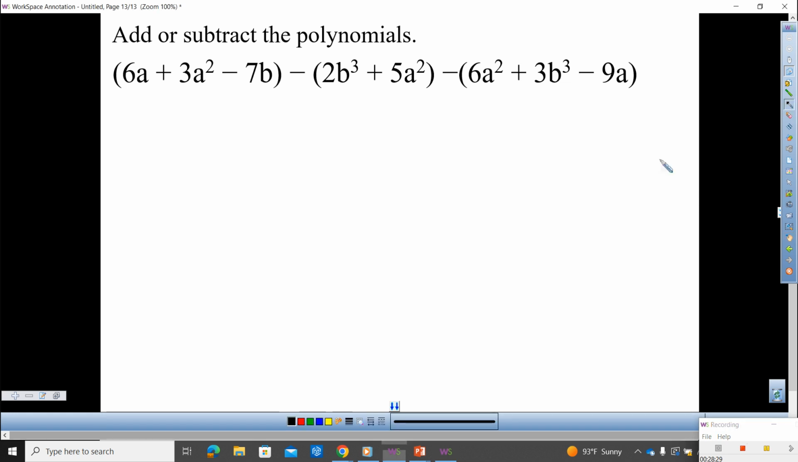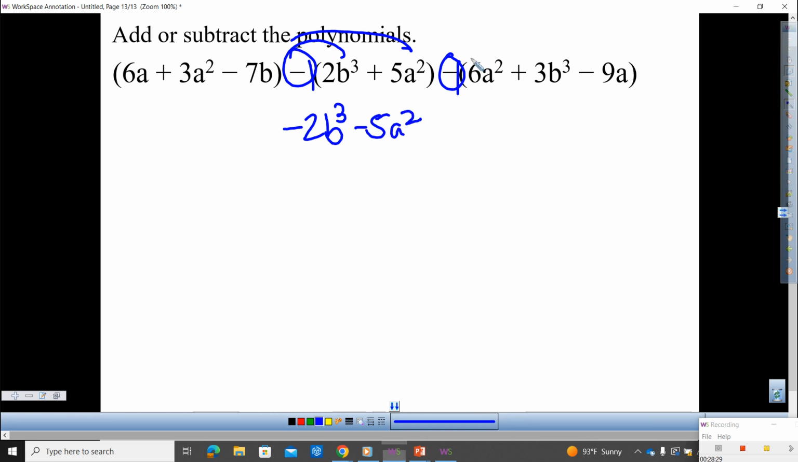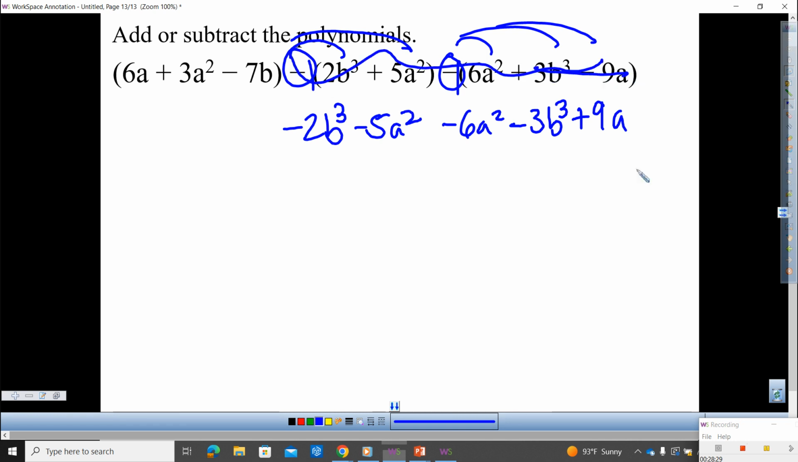All right, Anna, what do we do first? For the subtraction sign, so we have one here and we have one here. Put a 1 and then multiply into each parenthesis. So here we have negative 2b cubed and negative 5a squared. Over here we have negative 6a squared, negative 3b cubed, and positive 9a. Take your work, please. All right, so we no longer use this. Pass someone.